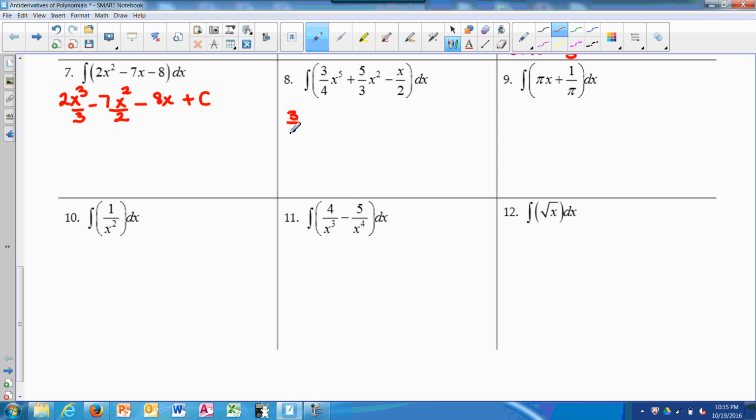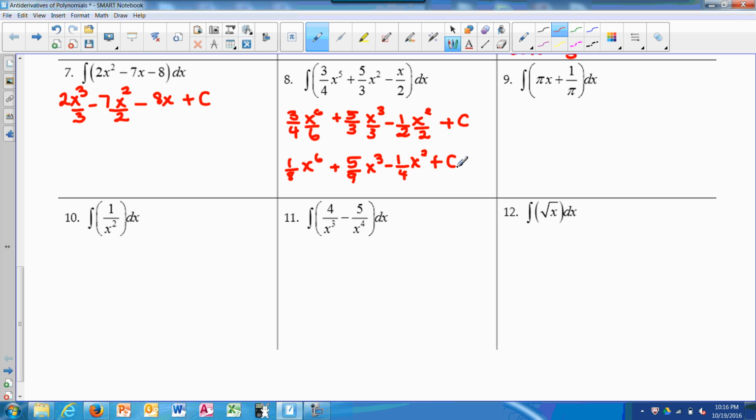So if I hold the 3/4, x to the 5th becomes x to the 6th divided by 6. Hold the 5/3, x squared becomes x cubed divided by 3. Hold the negative 1/2, it's really what dividing by 2 is, and then x becomes x squared divided by 2, and then plus c. So on a multiple choice, this would simplify out. 3/24 is 1/8, x to the 6th, plus 5/9, x cubed, minus 1/4, x squared, plus c.